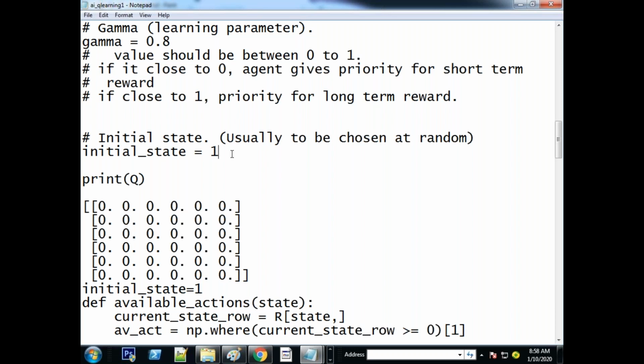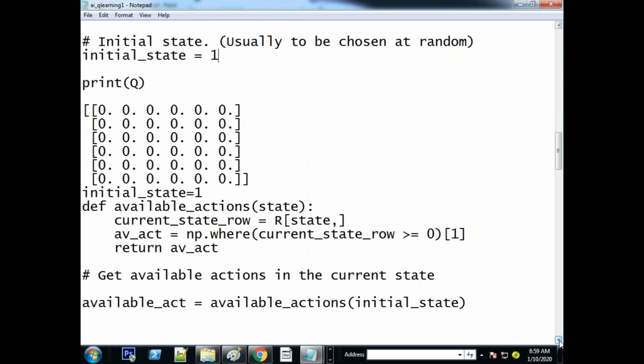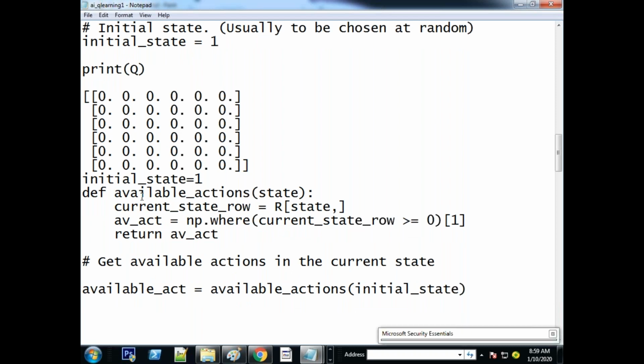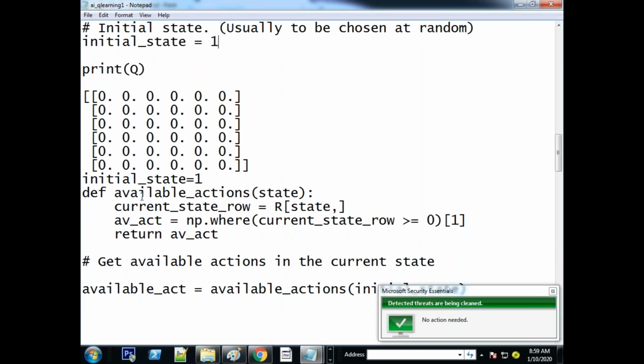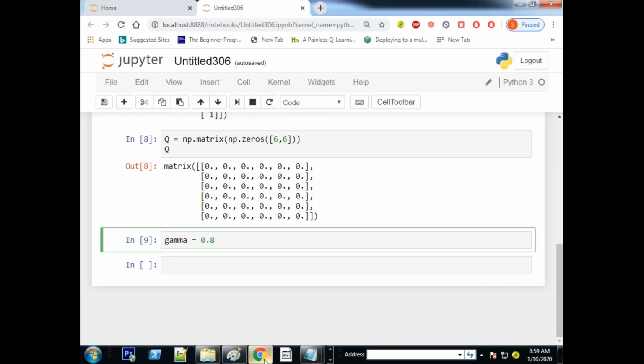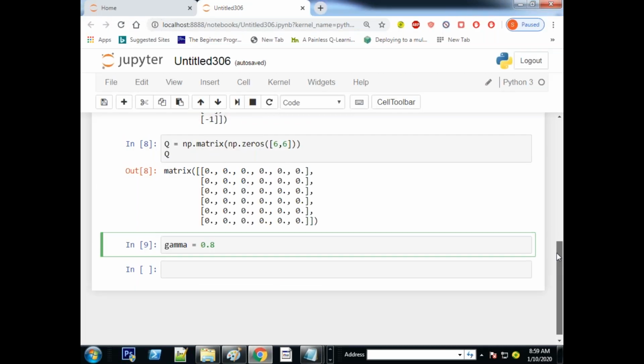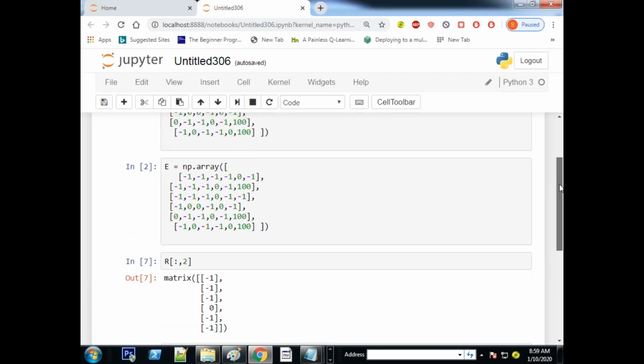You can choose any initial state before you start training. Initial state: room number 1. If you are in room number 1, what actions can the agent do? How does the agent know? For that purpose, we are defining one function. All of you, look at your values. Not by seeing the picture, but by seeing the matrix, how does your agent know what actions can be possible?